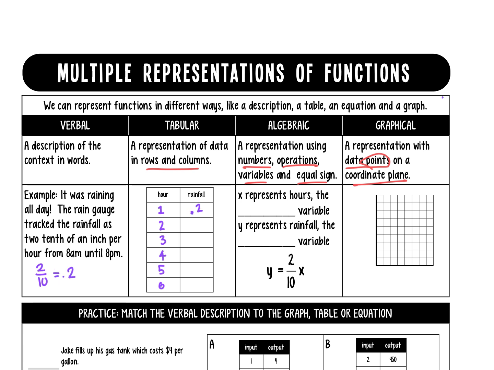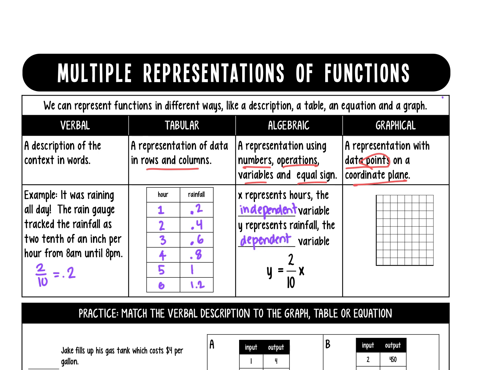The rainfall was 0.2. By the second hour, it was 0.4, and 0.6, 0.8, 0.10, which is just 1 inch, and 1.2 inches by the 6th hour. So X represents the hours or the independent variable, and Y represents the rainfall or the dependent variable.